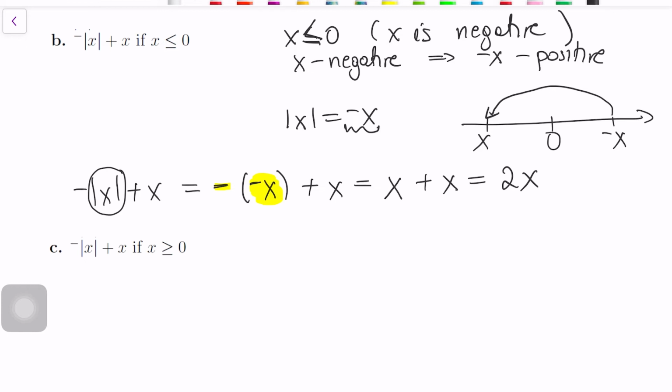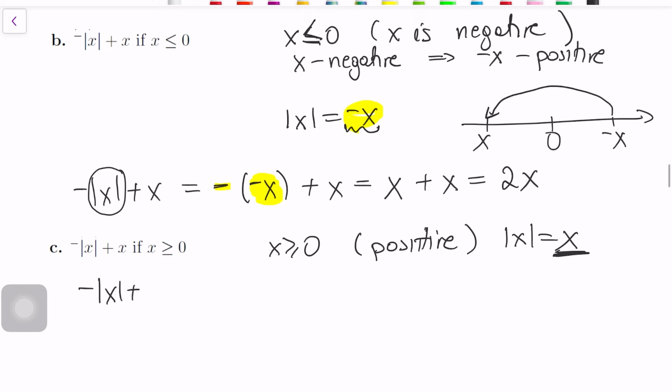Okay, and here x is positive. The inequality opens towards x. If x is positive, then the absolute value of x is just x. You don't have to produce the opposite, because remember, absolute value needs to produce a positive number, and x is positive to begin with. So the absolute value of x is just x, keeping in mind that this minus I have to keep, so now that's 0. Okay.